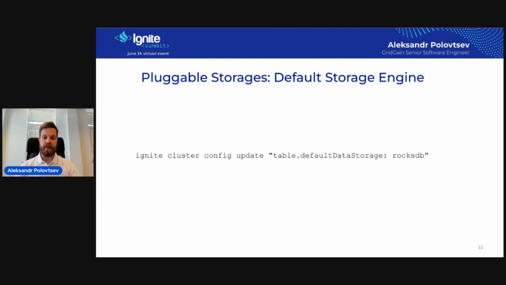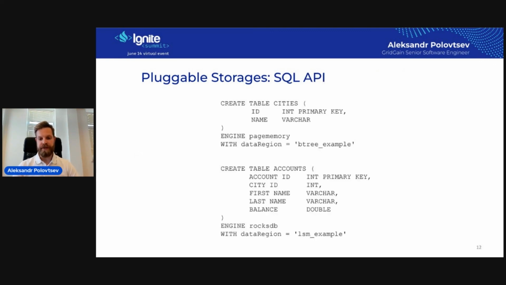Here's an example of how we can set the default storage engine using the Ignite CLI. Here I am setting it to the RocksDB variant. Finally, let's create a couple of tables. Here I'm creating a table called cities, which will use the page memory storage engine, and it will be configured with the B-tree example data region. And the other table is the accounts table, which will use the RocksDB storage engine, and will be configured with the LSM example data region. I could have also omitted the engine keyword when creating the accounts table, because this is now the default storage engine, and we don't need to specify it explicitly.